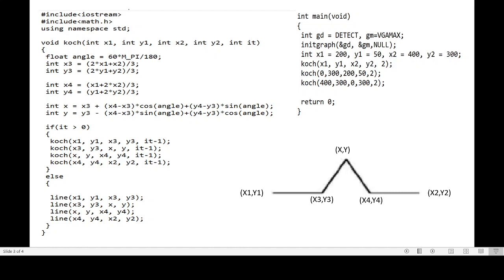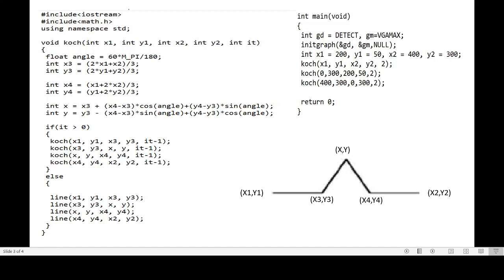If it is greater than 0, then the same function will be called for each individual line segment. There are 4 line segments, so the same function will be called 4 times, once for each small line segment. Here you can see the first function call is for x1 y1 x3 y3, then the second function call is for x3 y3 xy, then the third is for xy and x4 y4, and the fourth one is between x4 y4 and x2 y2. So the same task will be repeated.